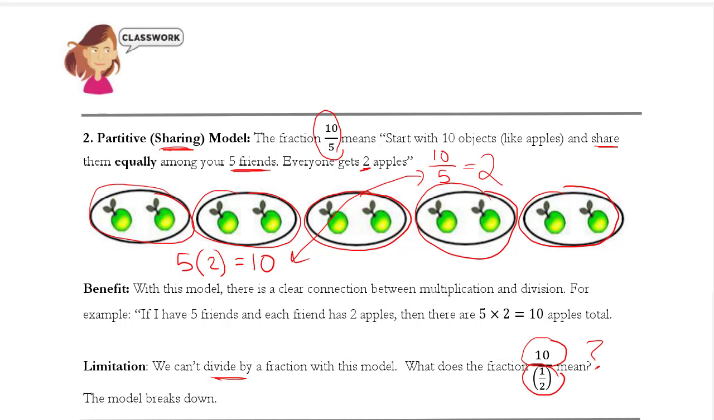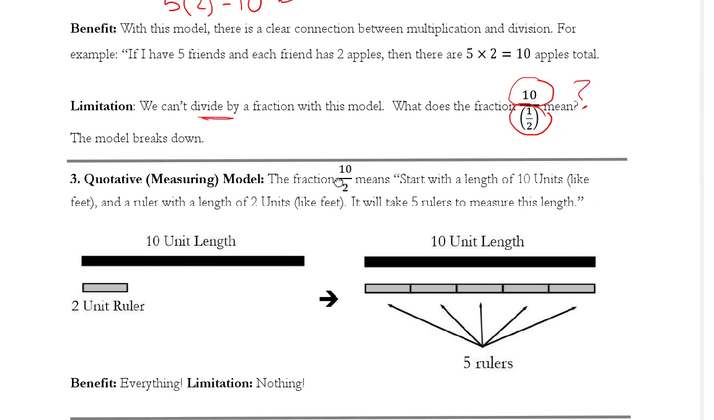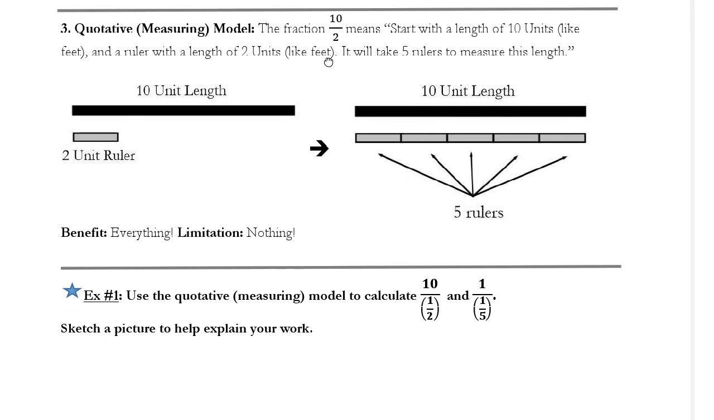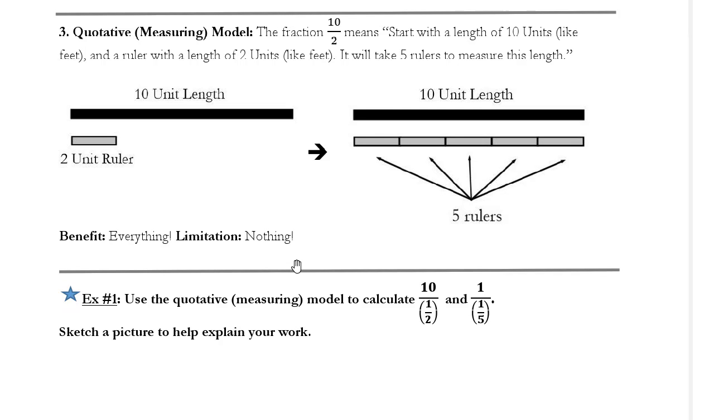So let's take a look at one more model that is really powerful and that is going to play a role in lots of higher level mathematics, even this idea of slope. We're going to talk about slope over the summer. The measuring model, the one we're talking about right now, is a really powerful way to interpret slope. So in the measuring model, the fraction 10 over 2 means that we want to measure 10, could be 10 feet or 10 meters or whatever. Here's a length of 10.